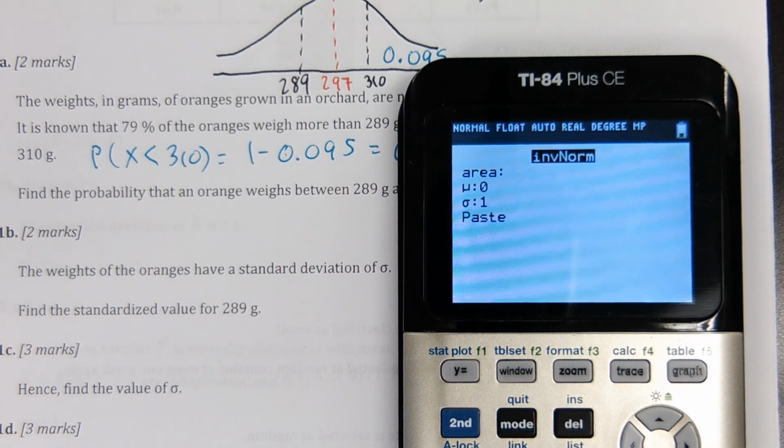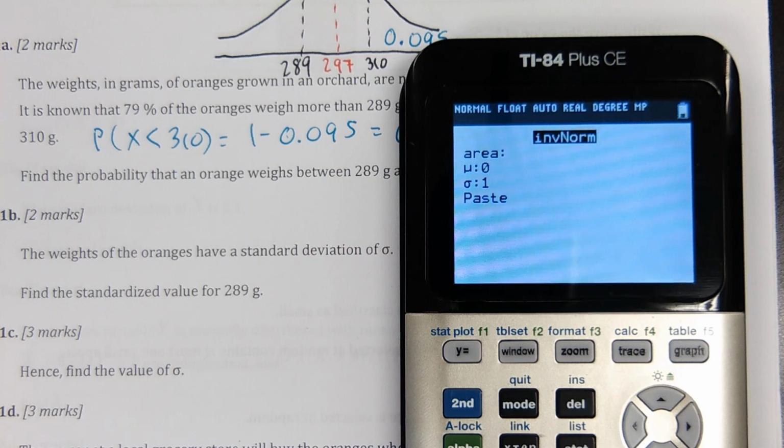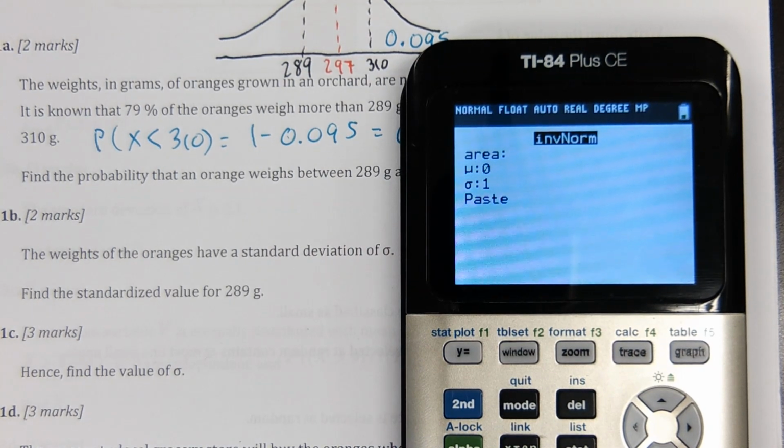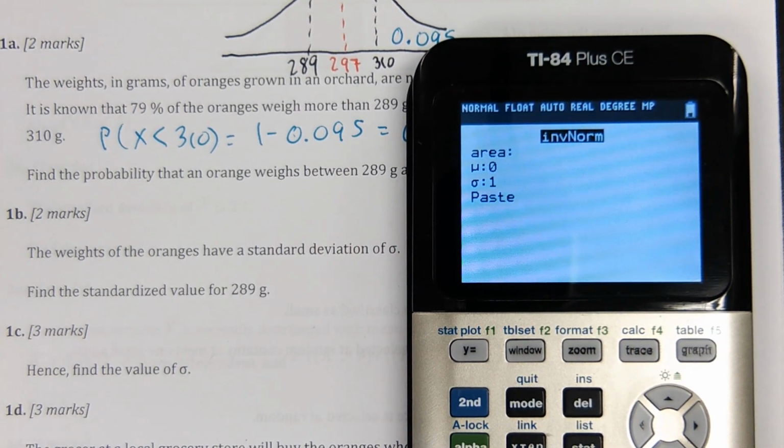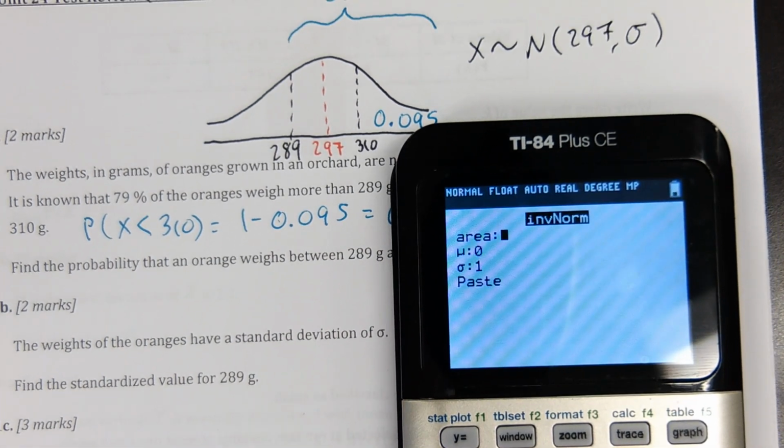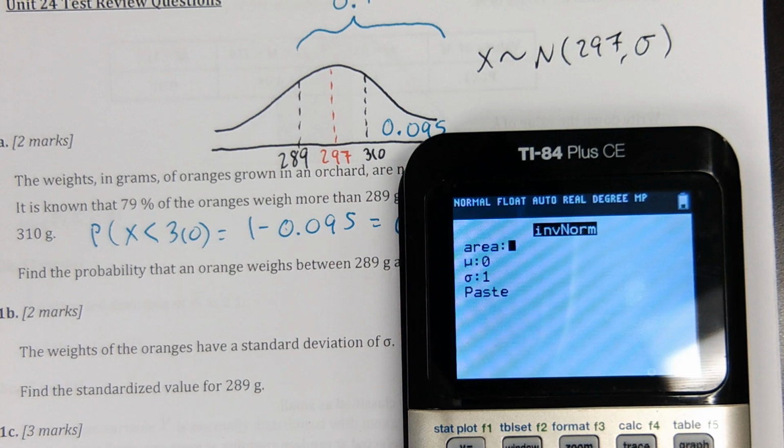So in order to figure out the number of standard deviations there are from the mean, you can just use inverse normal. Inverse normal only goes left unless you have a fancier, newer calculator. It only goes left. So which area do we want to use? You want to use a left area.